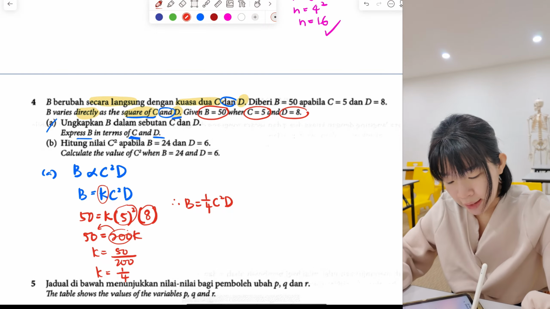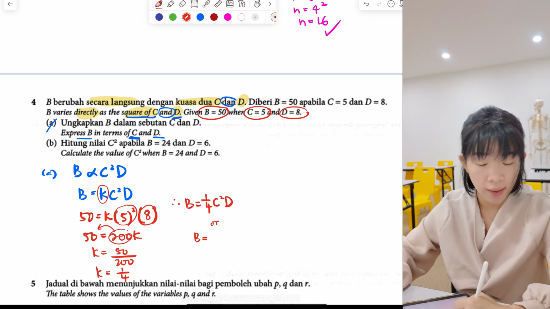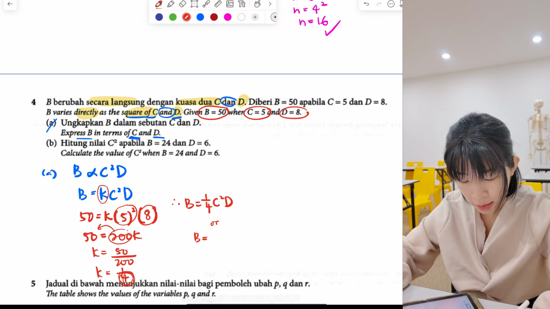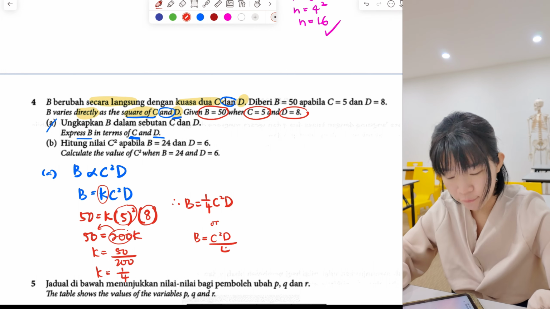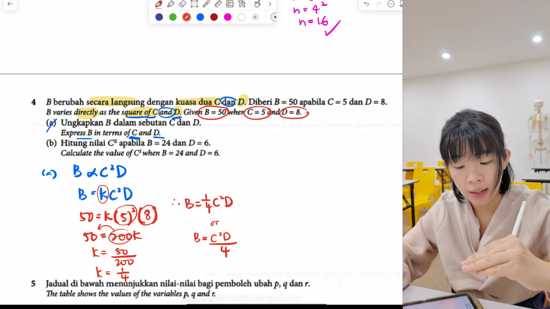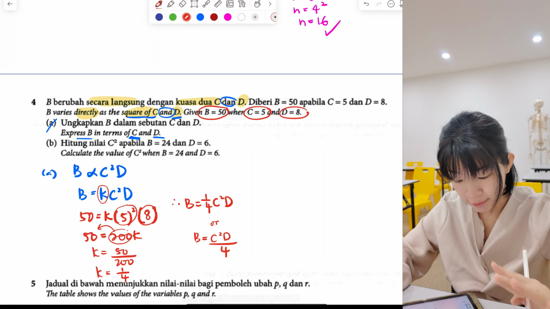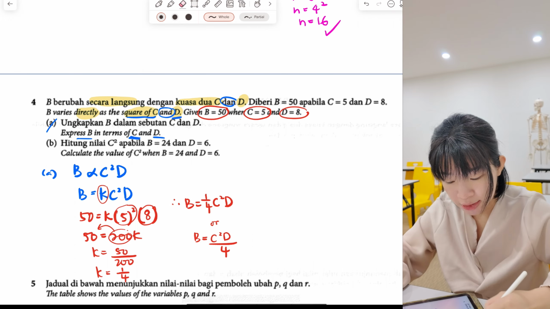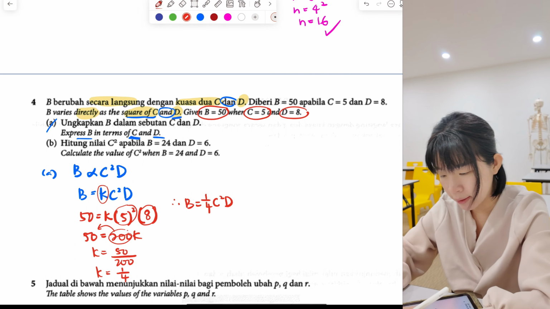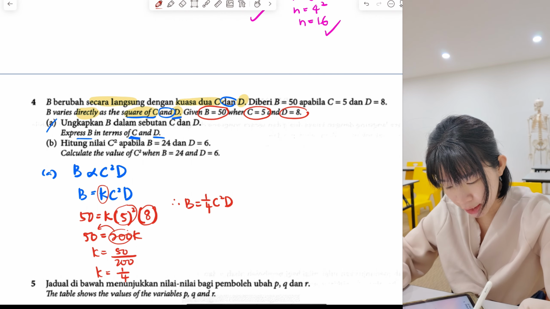Or there's another way of writing, or you can actually leave your answer this way. Because 1 over 4 is a fraction, 4 is at the bottom, the denominator. So you can actually write it this way: C squared D over 4, the 4 put at the bottom. These two have the same meaning, both acceptable. So it depends on what you want. I will just keep one answer, I will remain as the first one. So this will be part A, finished, done.